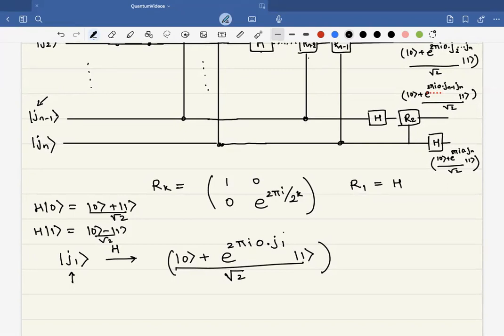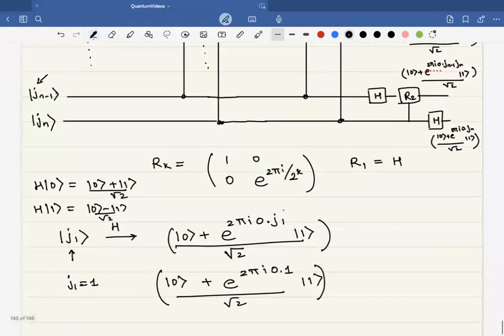On the other hand, if J1 is 1, then you will get ket 0 plus e to the 2 pi I 0.1 over square root of 2. Now this is what? This is 0.1 means 1 over 2, right? Because it's in binary representation. So this will be equal to ket 0 plus e to the pi I 1 over square root of 2, which is going to be ket 0 minus 1 over square root of 2.